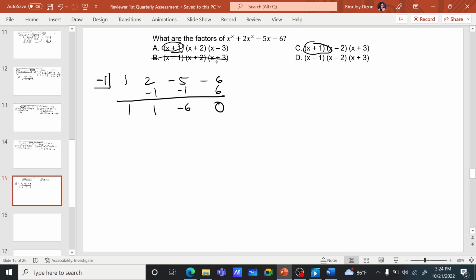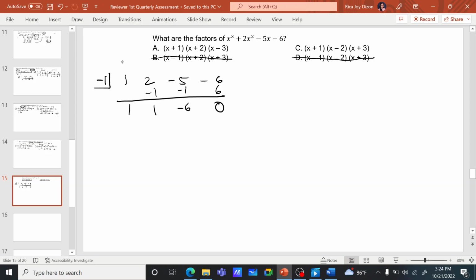So we cross out B and D because they don't have x plus 1 among the factors that they have. So we're left with only two choices. That's how you answer a test sometimes, by deduction, deducing the options that are not included, that are not possible answers.